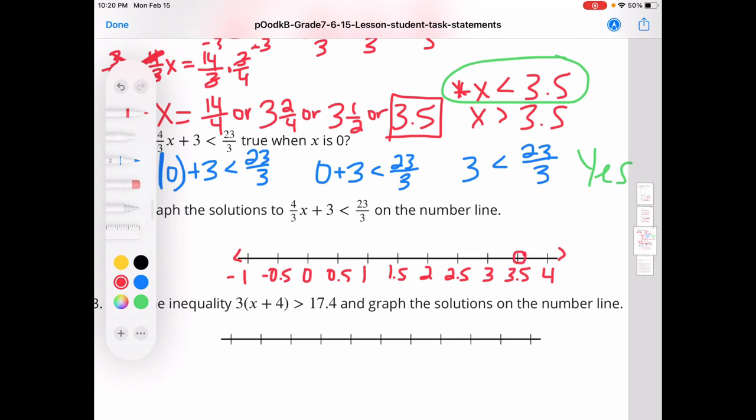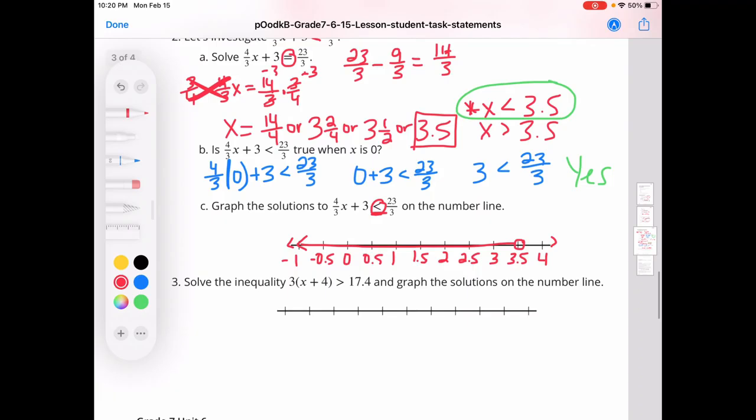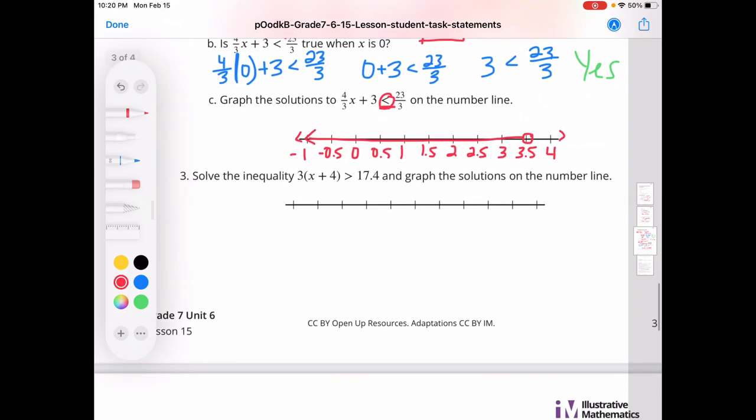And my inequality is less than, and it doesn't have an or equal to symbol at the bottom. So my circle needs to be open. And since 0 was a solution, and 0 is less than 3.5, then I know that my arrow needs to go to the left, because anything that is less than 3.5 would be a true solution for the inequality. So now it just gives us one more inequality to solve and then graph the solution. So you can always set it up as an equation first to solve it, or you can just leave it in inequality form.